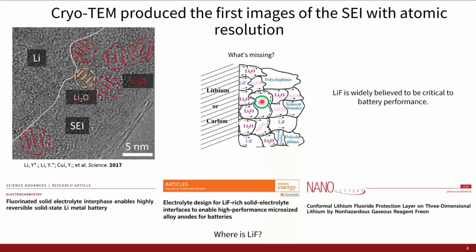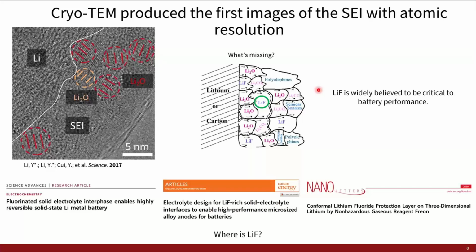But if you're familiar with the battery literature, you know that lithium fluoride is an extremely important SEI component, and it's widely believed to be extremely important for battery performance. So many groups, including our group, have looked to stabilize lithium metal along with other high energy anode materials, and have done so successfully by introducing more fluorine into the interphase.